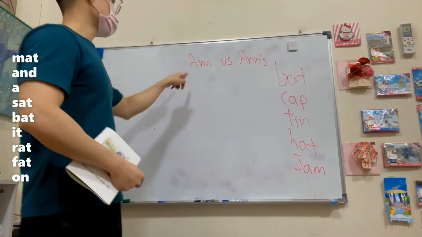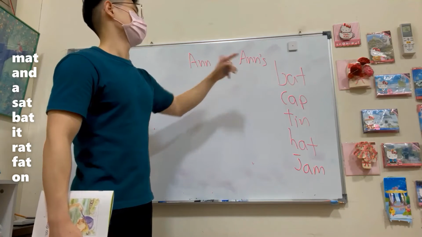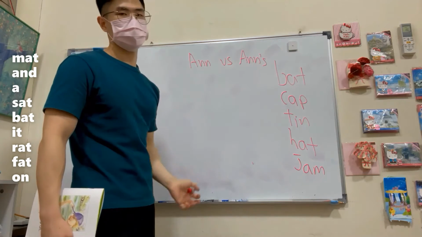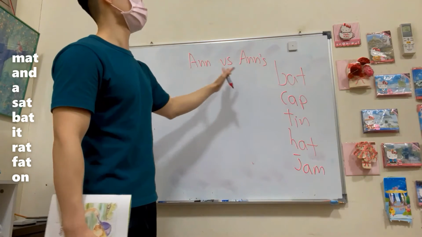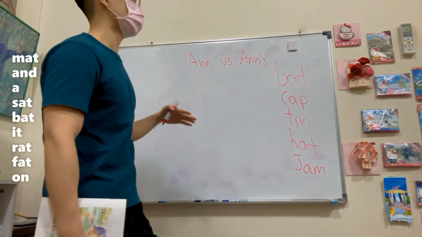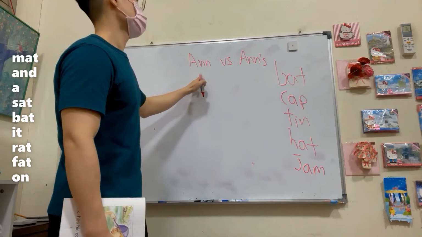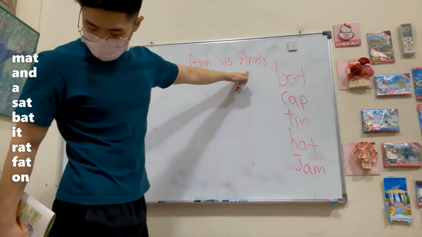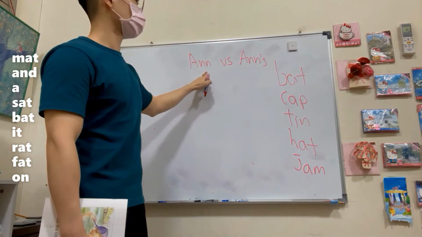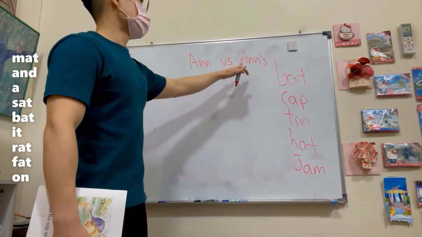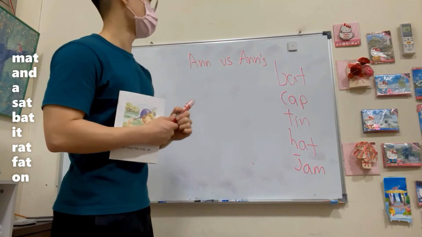What is the difference between Anne versus Anne's? Anne is the name of the girl, right? Well, Anne's refers to, if I were to say, it is Anne's cap, meaning the cap belongs to Anne. Let me repeat that again. The difference is Anne is the name of the girl, while if I were to say Anne's cap, it means that the cap belongs to Anne.